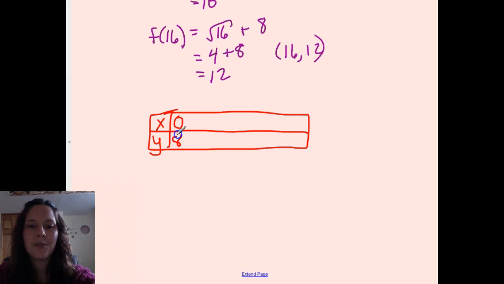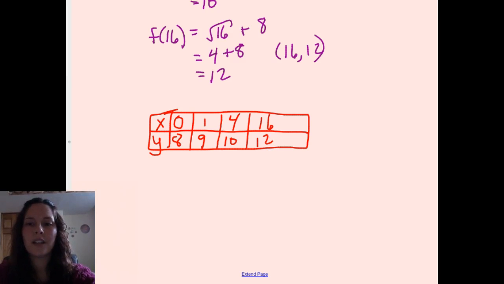We got 8 when we put 0 into the function. When we put 1 into the function, we got 9. When our input was 4, our output was 10. And finally, for an input of 16, our output was 12.